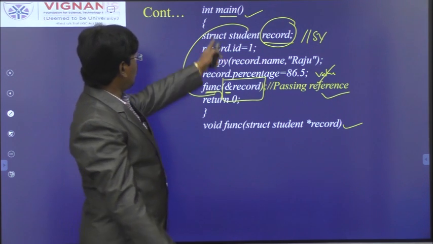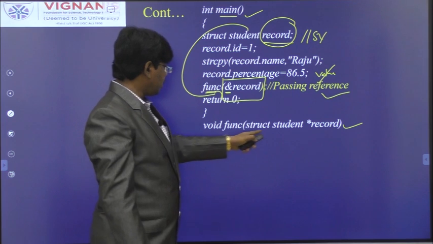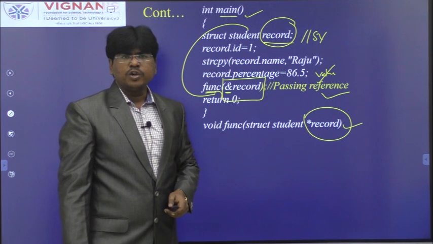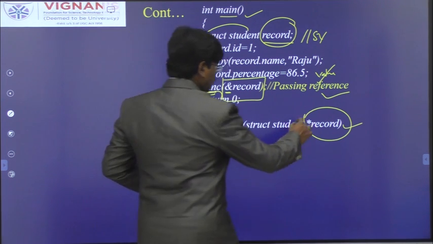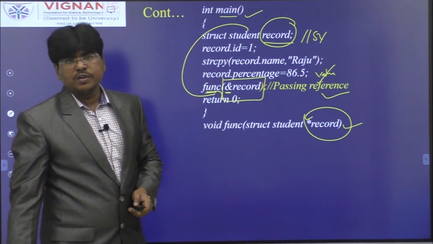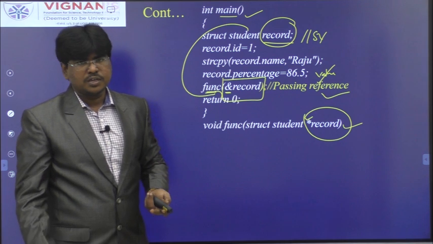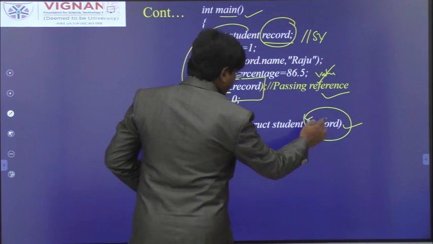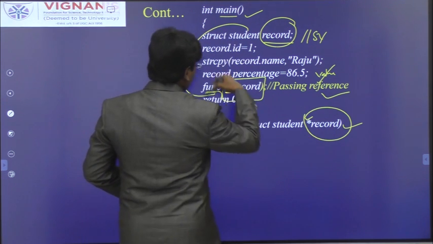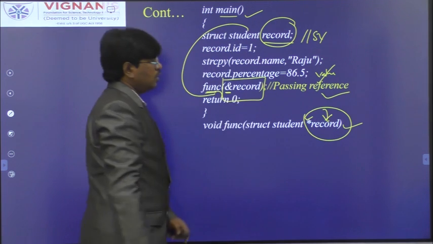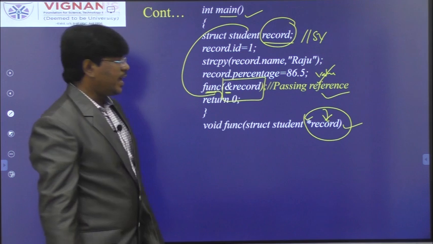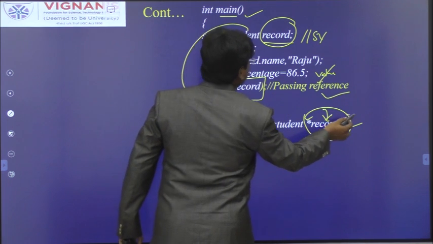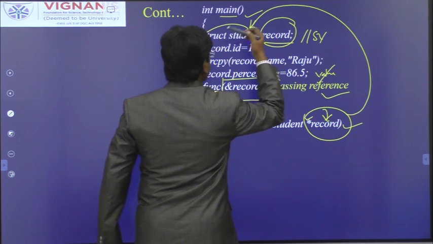I told you, whenever a calling function is passing addresses, in the called function you have to define a pointer. So how do we know it is a pointer? We have used the indirection operator. Whenever a variable name is declared with the indirection operator, that is a pointer. It is not a normal variable, it is a pointer variable. Whenever an address comes, that address will be stored in this particular pointer. So indirectly, this pointer is pointing to the structure student.